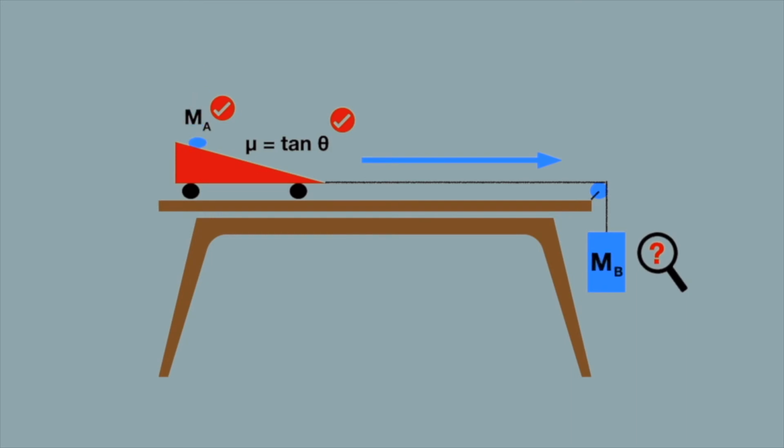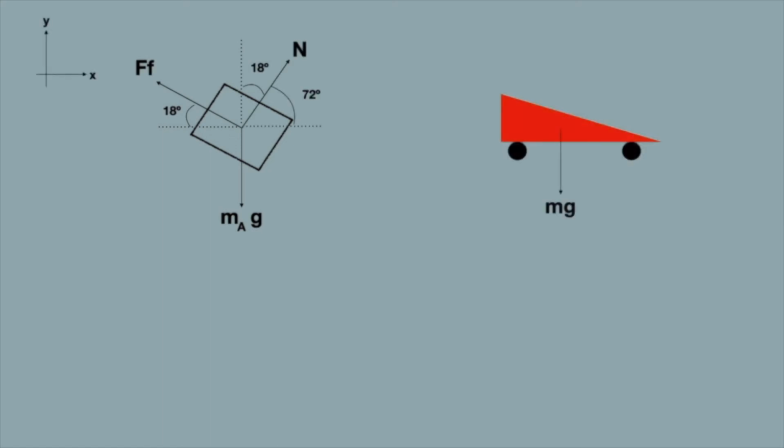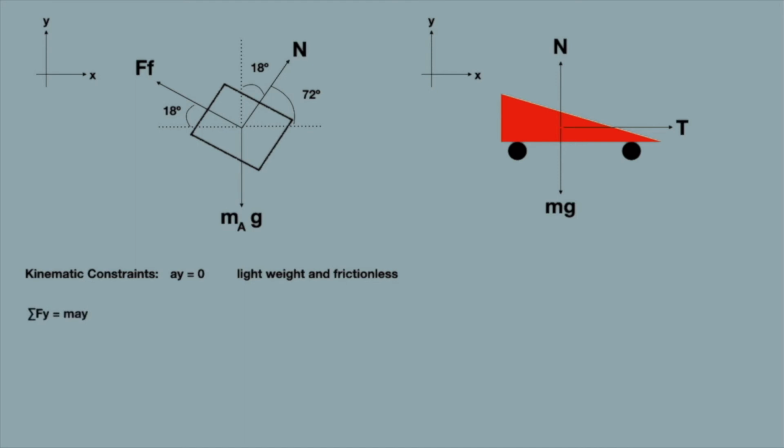To find the mass of object B, we must first find the acceleration at which it takes for object A to stop slipping. So we must first draw a free body diagram of the sliding object and the skateboard with an appropriate coordinate system as shown. The kinematic constraints we have are acceleration in the y direction equals 0, and we assume that the wheels are lightweight and frictionless. And we also assume the pulley to be lightweight and frictionless as well. This means that the sum of forces in the y direction equals 0.